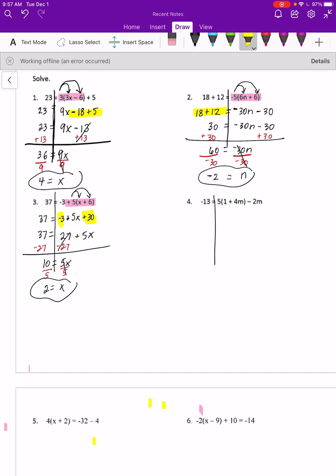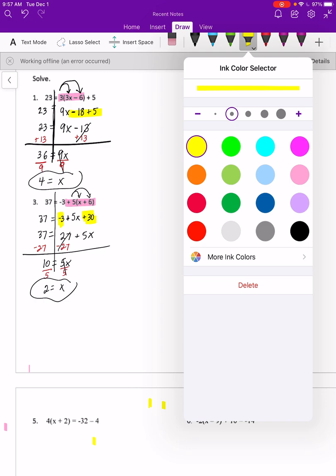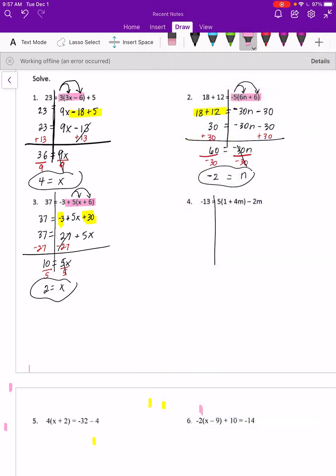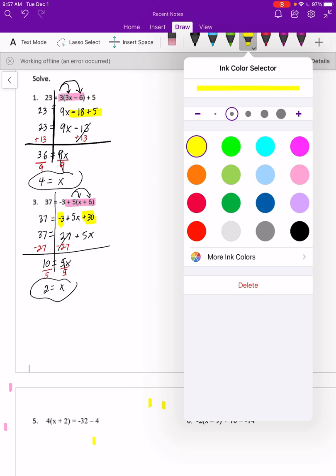All right, first thing I need to do with the next one, look for a distributive property. I see it right there. The parentheses are a dead giveaway. So I have 5 times 1, which is 5. I have 5 times 4m, which is 20m. And then I just bring everything else down. Minus 2m, minus 13.